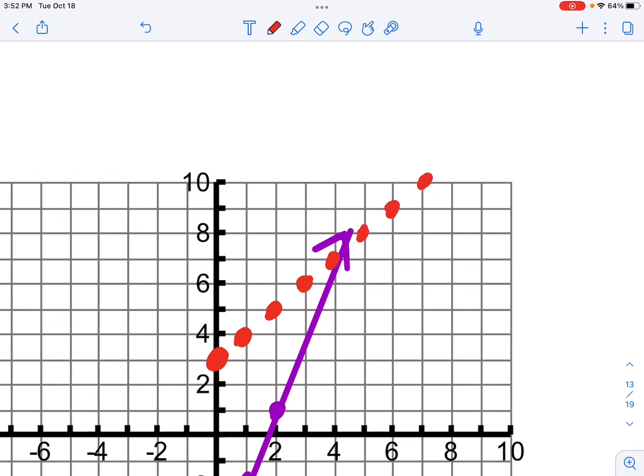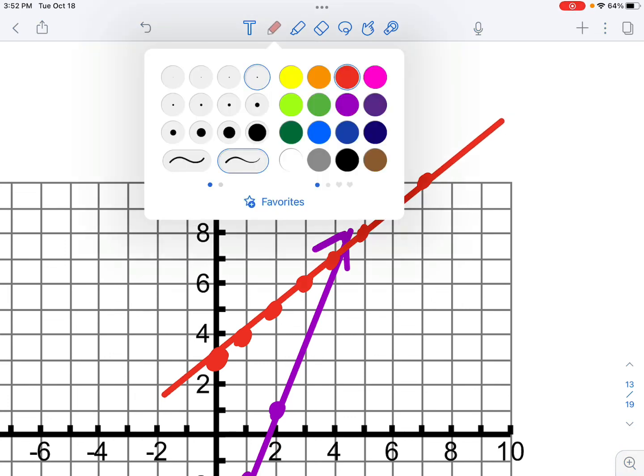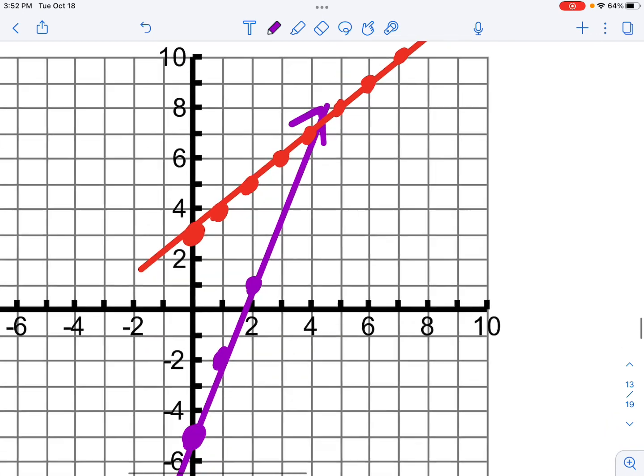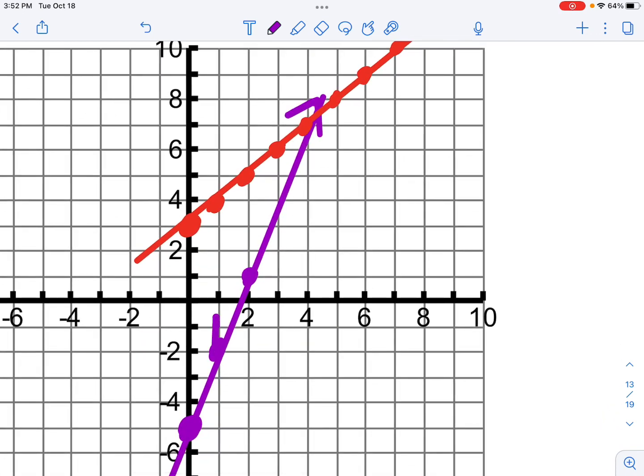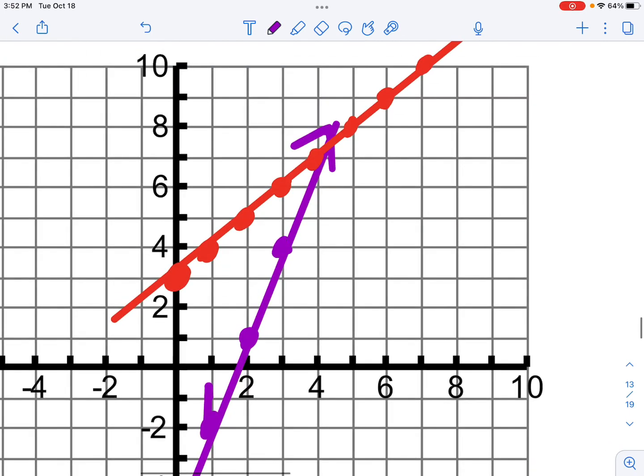It's kind of hard to tell where they're going to intersect. Maybe I should put a few more dots on this purple line. Remember, for purple, I was going up 3. 1, 2, 3 over 1. I'm just going to keep putting some of those dots there to help me figure out where they intersect. There it is. It was kind of hard to tell the way I graphed it.